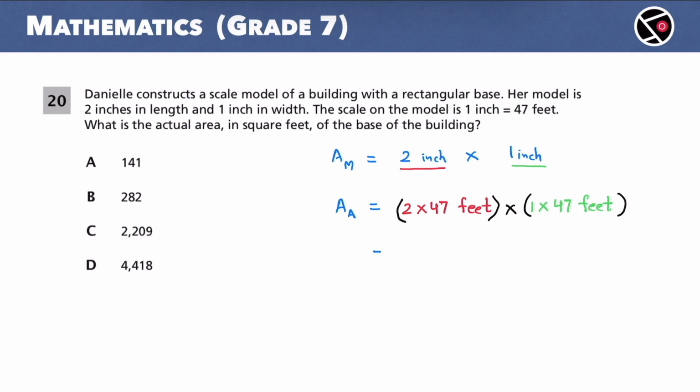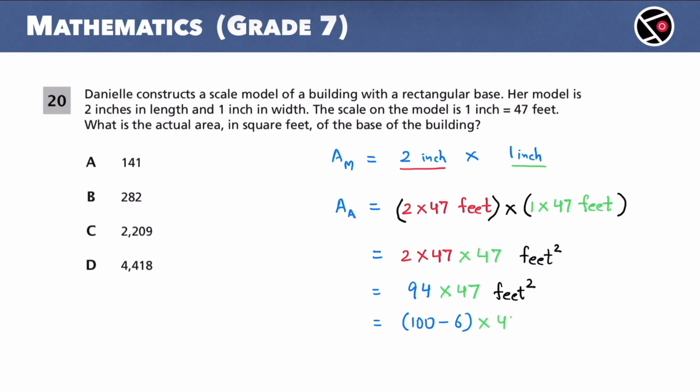Solving further, we have 2 times 47 times another 47, and the units will be feet square. So 2 7s are 14, 2 4s are 8, 9, multiplied by 47 feet square. Let me simplify this a bit. An easy way is to replace 94 by 100 minus 6, multiplied by 47.